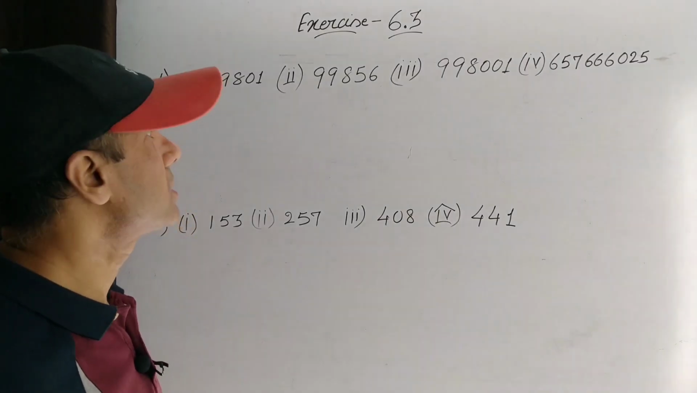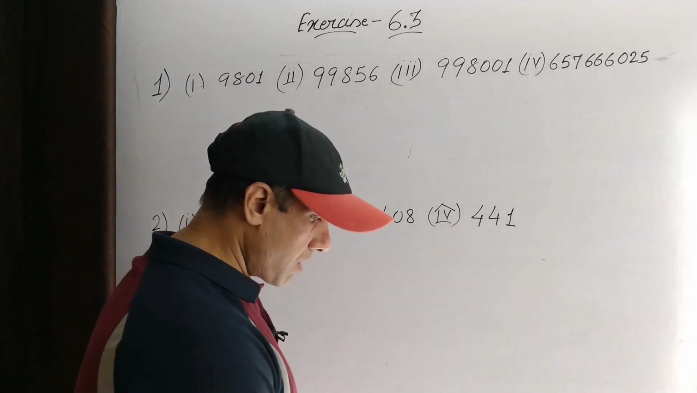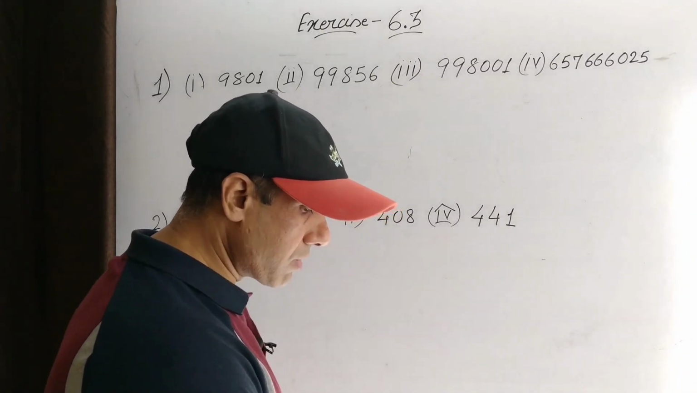Welcome viewers, moving on to exercise 6.3 of class 8 mathematics, squares and square roots. Question number 1. What could be the possible ones digit of the square root of each of the following numbers?